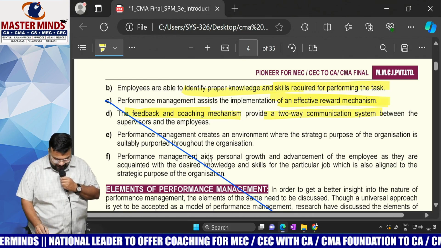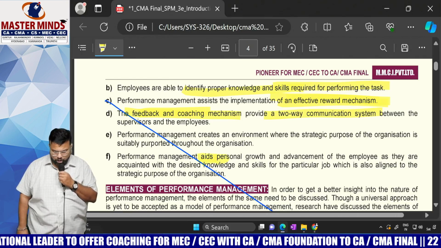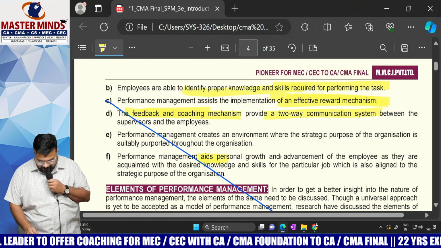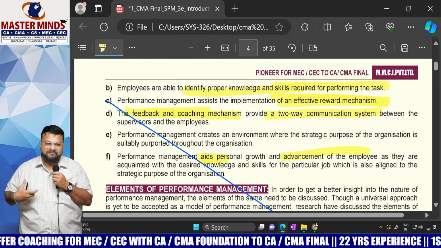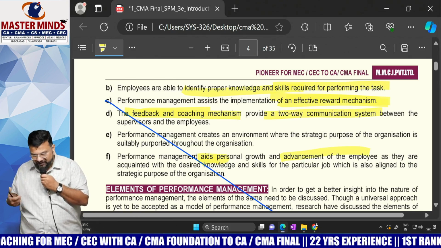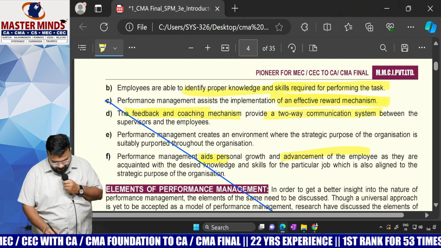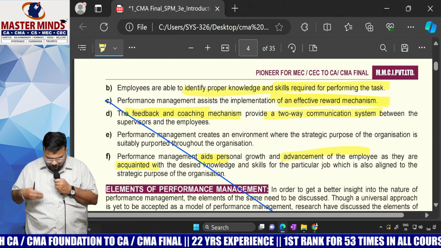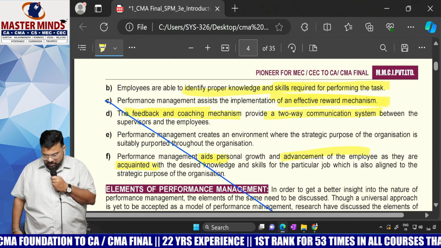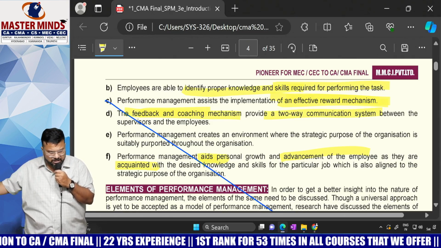Performance management aids. Aids means helps. Personal growth means a growth of employees. And advancement means improvement. Improvement financially as well as non-financially. As they are acquainted, means well versed, or they will come across, or they will learn new knowledge, new skills for this job, which may be helpful for this job as well as for other jobs.